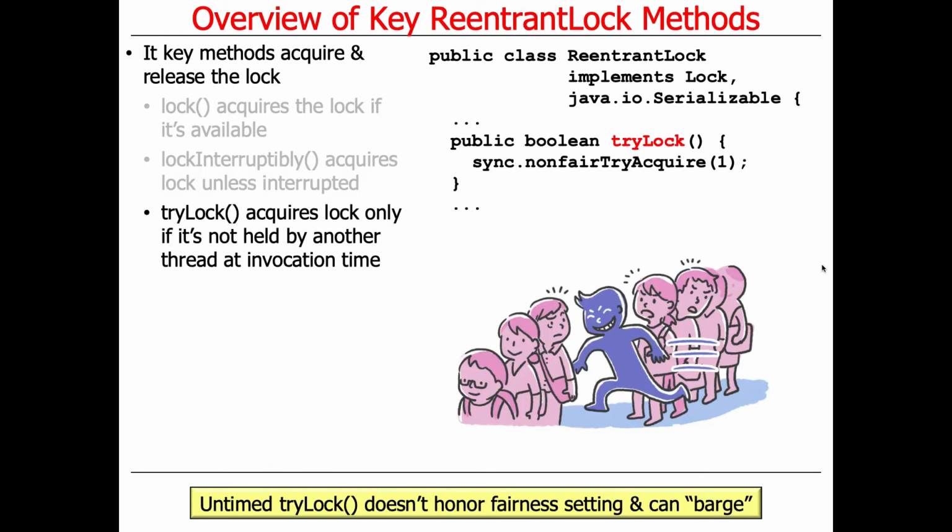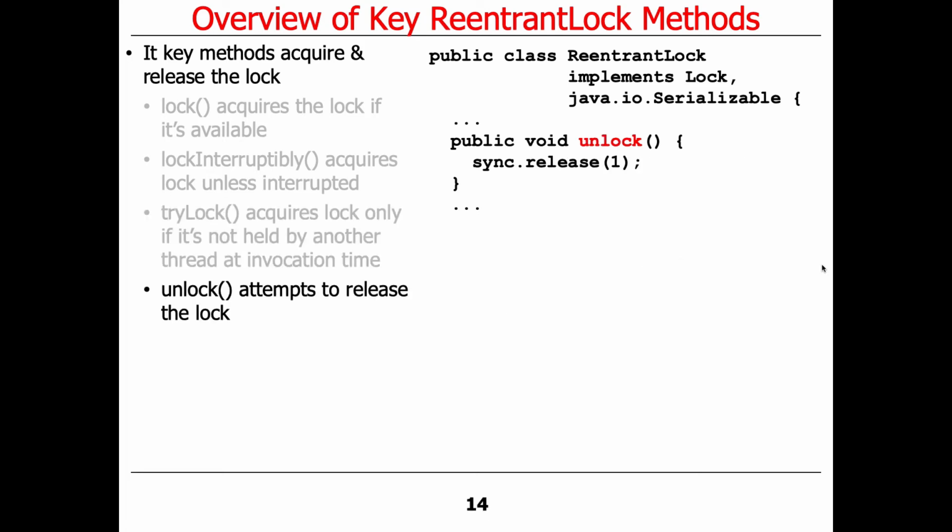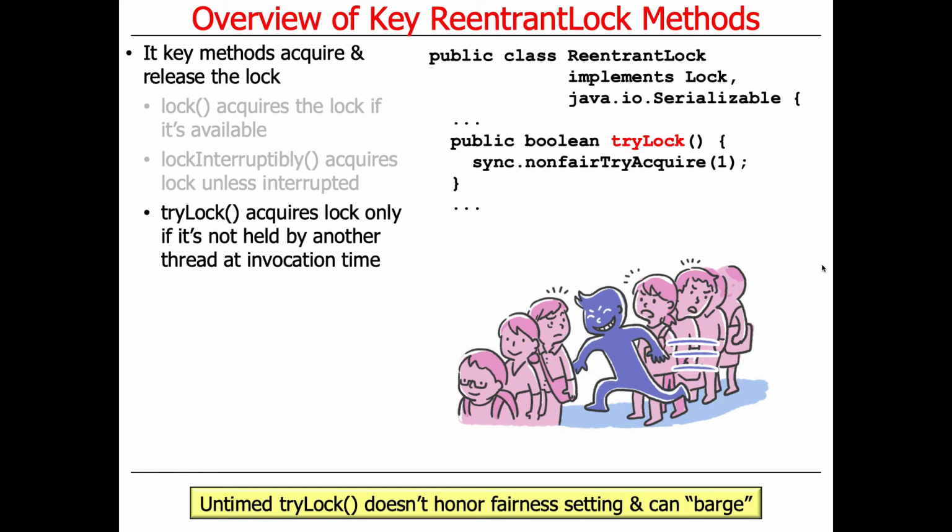Try lock with no parameters returns true if it's able to acquire the lock immediately, and otherwise returns false. One of the interesting quirks about try lock with no parameters, which is called the untimed try lock, is that it does not honor the fairness setting. So you could have created this reentrant lock with true for the fairness, but whenever you call try lock, it'll just barge ahead and try to get the lock, even if there are other threads waiting in line. And we'll see how to fix that in a minute. It's a very strange semantic as far as I'm concerned.